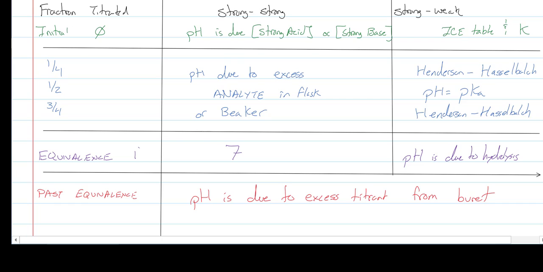So there's a summary of titrations. And just so we know, the fraction titrated for equivalence would be 1. And past equivalence, a lot of times we'll go to 1 1/4. It doesn't necessarily have to be 1 1/4, but that's where it'll go to. So that's titrations. Hopefully that worked. Take care, guys. See you next time.